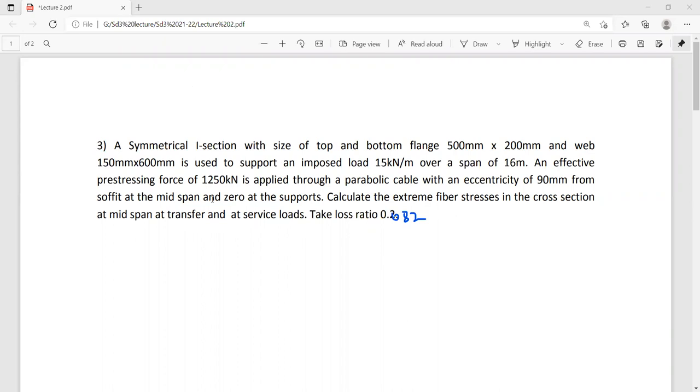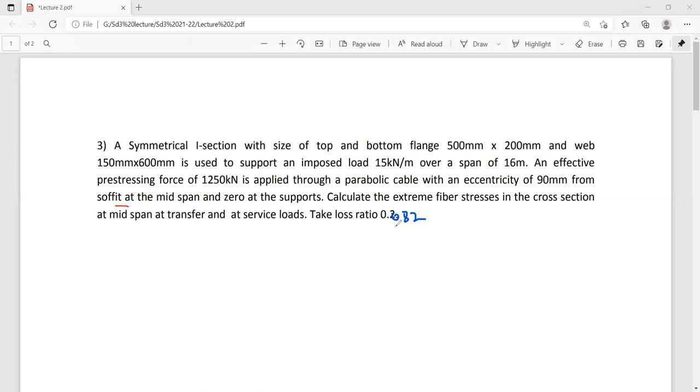Okay. So the meaning of soffit: the cable profile is provided from the soffit of the section, at mid span, and zero at the supports. Calculate the extreme fiber stresses in the cross section at mid span at transfer and service load. Take loss ratio as 0.82.